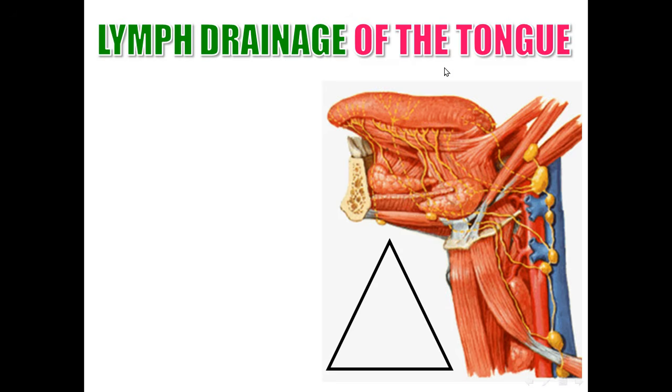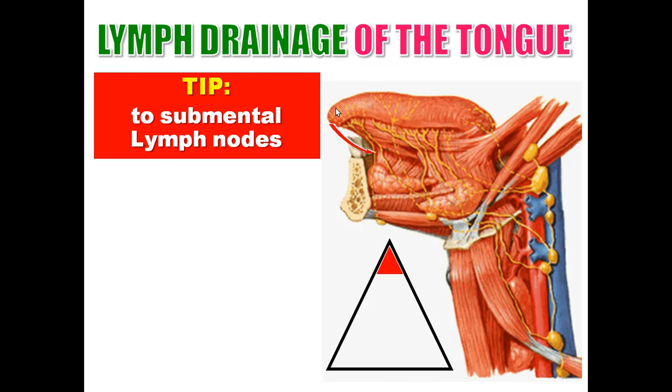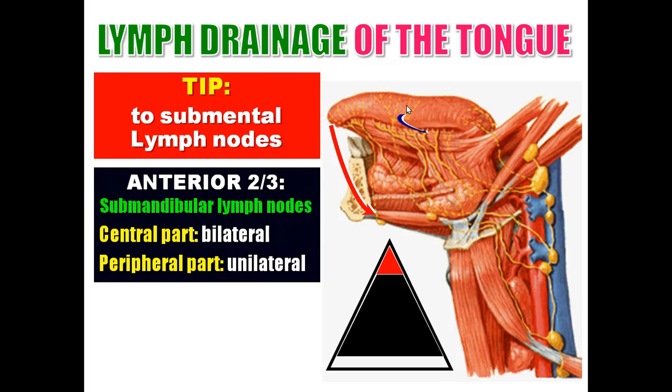And finally, lymph drainage of the tongue. The tongue is divided into the tip, the anterior 2/3, and the posterior 1/3. The tip of the tongue drains into the submental lymph nodes. The anterior 2/3 of the tongue drains into the submandibular lymph nodes.